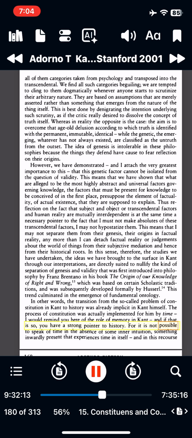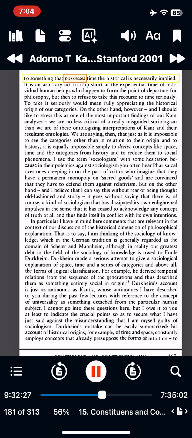For it is not possible to speak of time in the absence of some inner intuition, something inwardly present that experiences time in itself, and in this recourse to something that possesses time the historical is necessarily implied. It is an arbitrary act to stop short at the experiential time of individual human beings who happen to form the point of departure for philosophy, but then to refuse to take this recourse to time seriously.